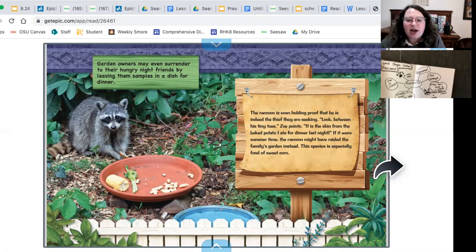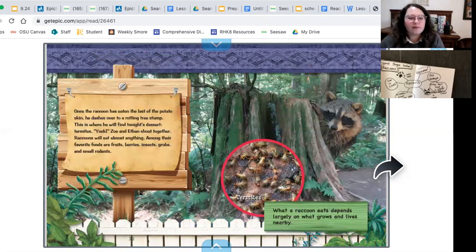If it were summertime, the raccoon might have raided the family's garden and said, instead, this species is especially fond of sweet corn. Once the raccoon has eaten the last of the potato skin, he dashes over to the rotting tree stump. This is where he will find tonight's dinner. Termites! Yuck! Zoe and Ethan shout together. Raccoons will eat almost anything. Among their favorite foods are fruit, berries, insects, grubs, and small rodents.